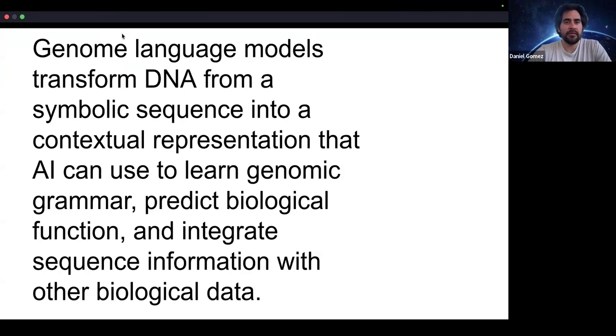So the lesson here is that genome language models transform DNA from a symbolic sequence into contextual representation that AI can use to learn genomic grammar, predict biological function, and integrate sequence information with other biological data.